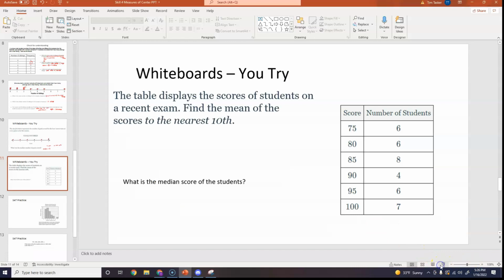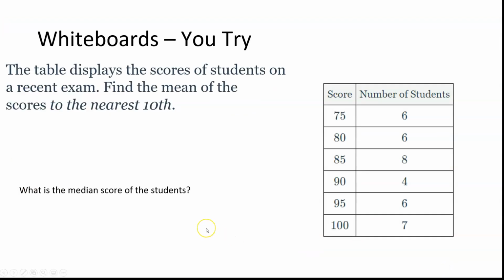This question is going to ask us what the mean average of these student scores is. So we're going to be required to add all of these up and then divide them by the total students. And then I'm also going to ask you to find the median score. I'm going to give you guys a second to work that out, and then you can come back.